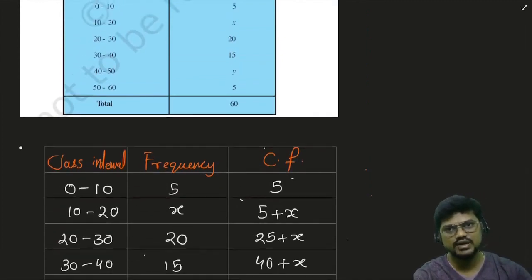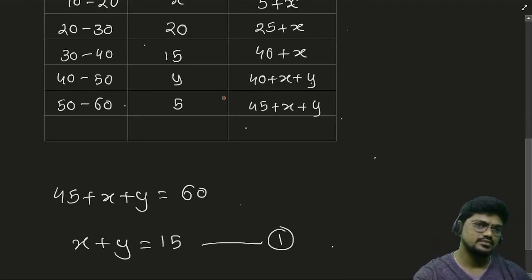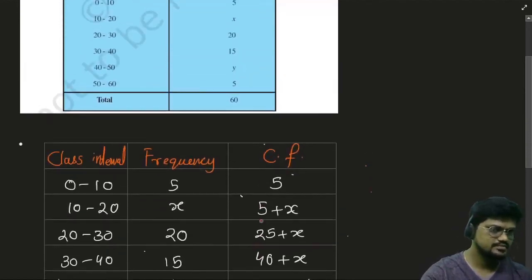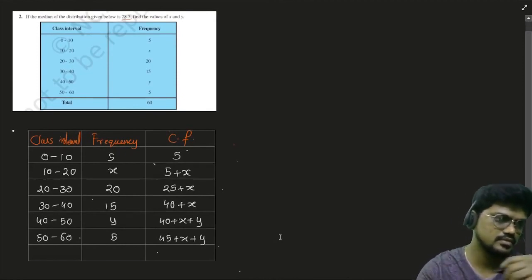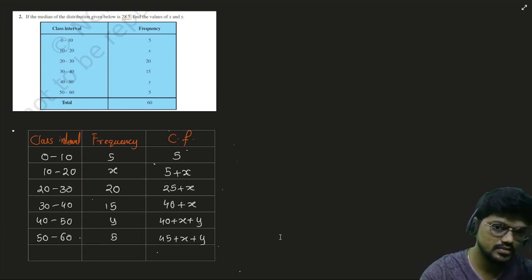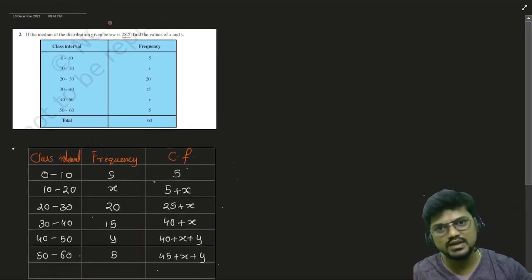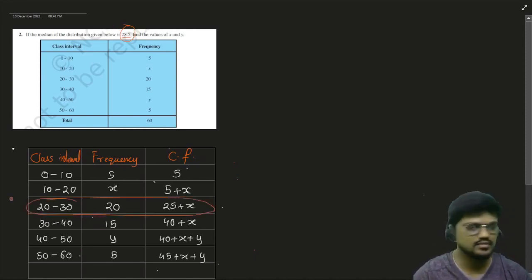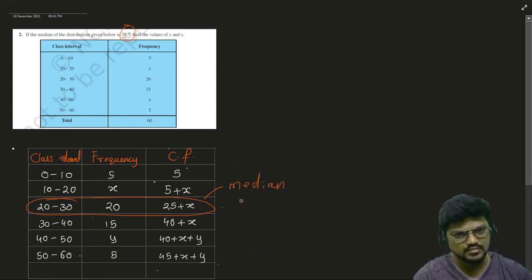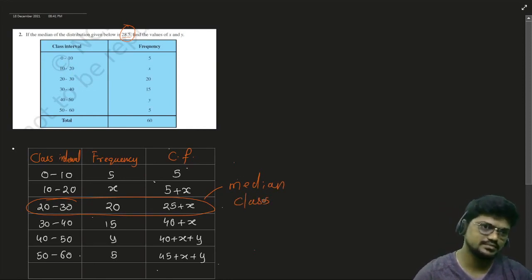Now since the total number of readings is 60, which observations will be the median? See, they have already given the median, 28.5. So 28.5 lies in between 20 to 30. So that's why the median class is this only. Understood? This will be the only median class. It cannot be any other one.